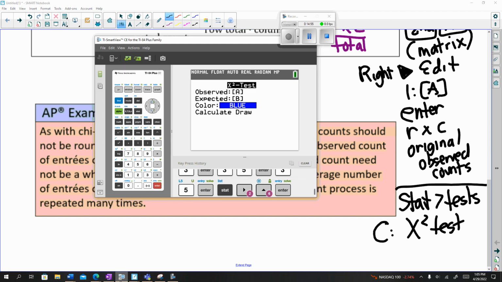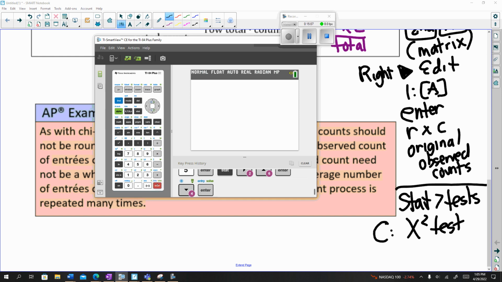And then it's going to ask you where your observed counts are, and you're going to say matrix A. Where do you want your expected counts? You're going to say matrix B. You don't really touch this, you just leave it there. And then you're going to hit calculate or draw. We're going to start with calculate. We're going to hit enter. This information here we're going to use on the next slide.